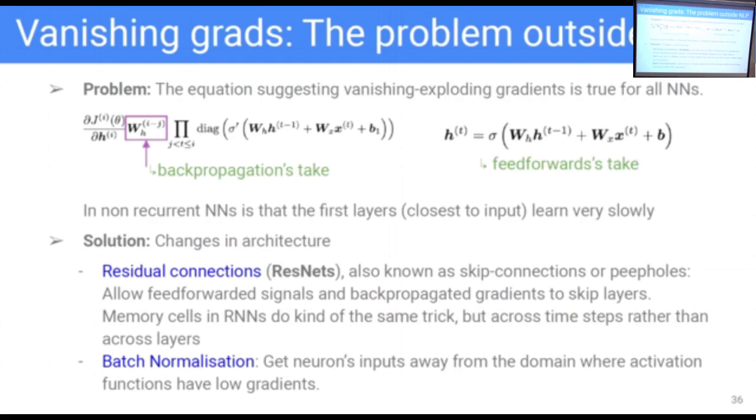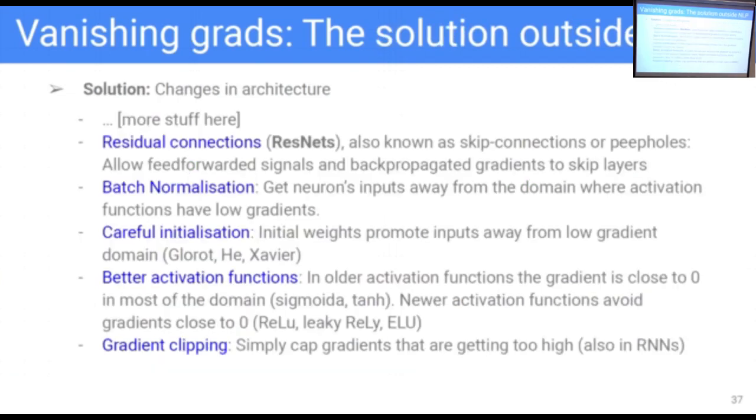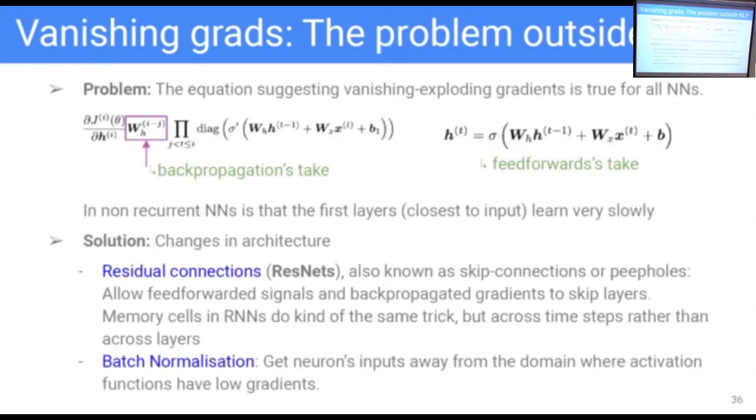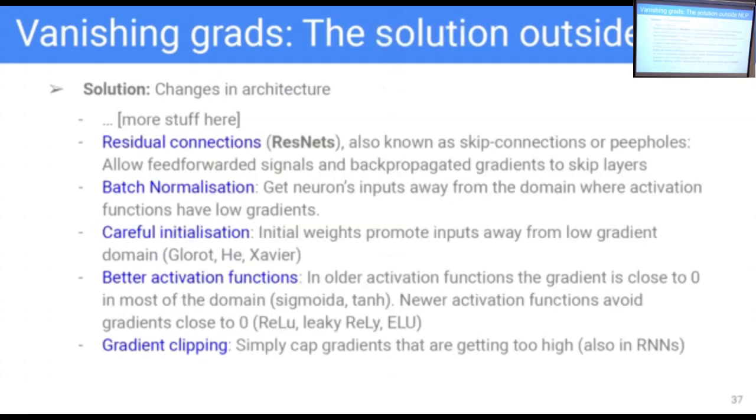So batch normalization tends to work always very well. What it does is to foster, well, I don't have the sigmoidal drawn anymore, but what it does is to foster the inputs of the transfer functions to go towards the input equal to zero, because that's where you have the highest gradient. These are not the only solutions.